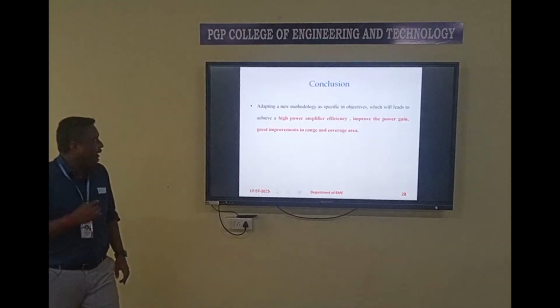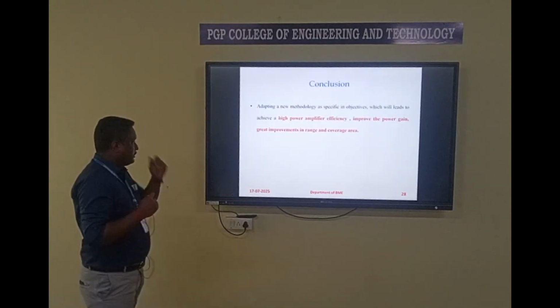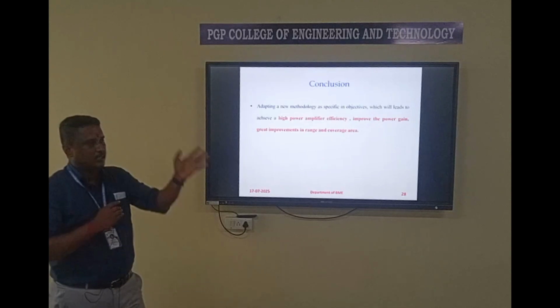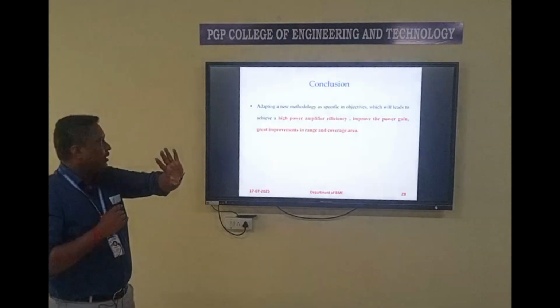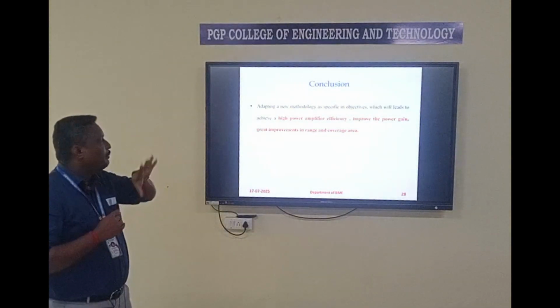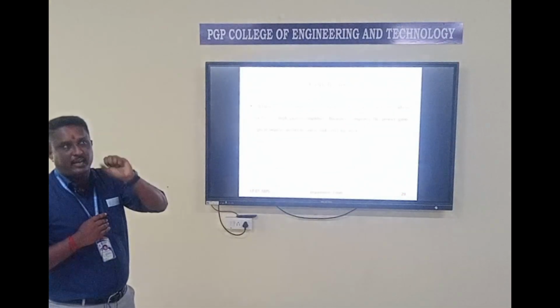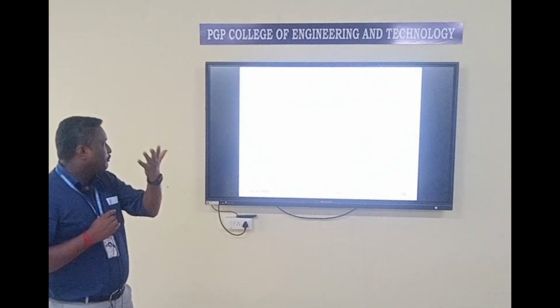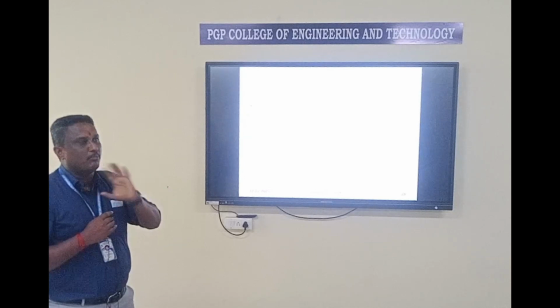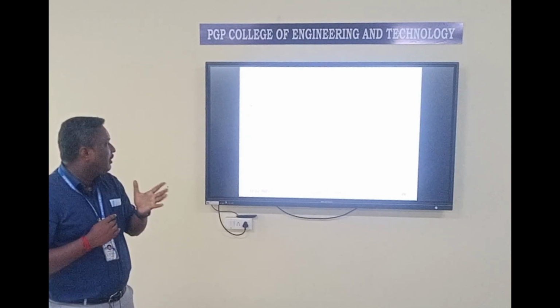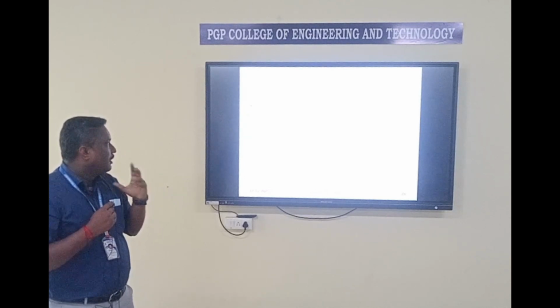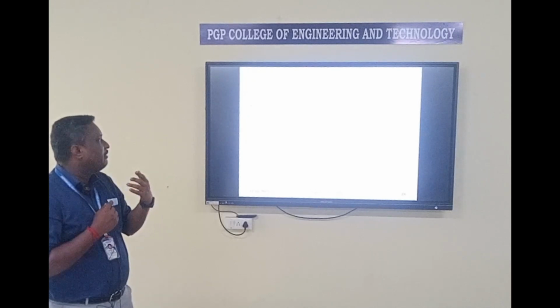So let me conclude my presentation. It is all about only the transmitter section. I am going to concentrate on the high power amplifier, so the high power amplifier efficiency is very important. Why are we concentrating on more gain and efficiency? This means improved range and coverage. This is very important for everyone. When using a mobile phone, the coverage range and the coverage area are very important.